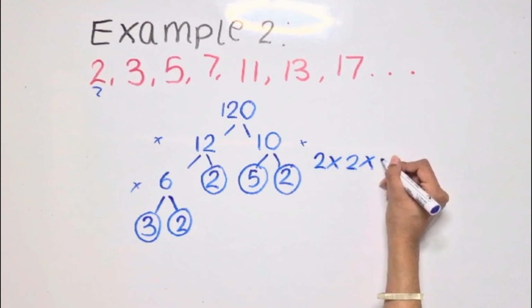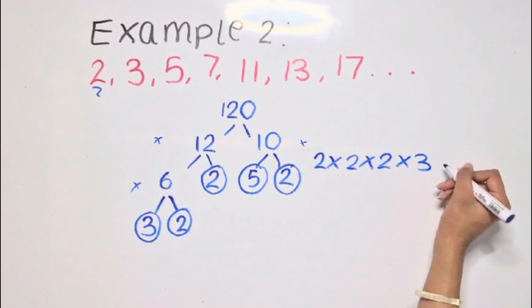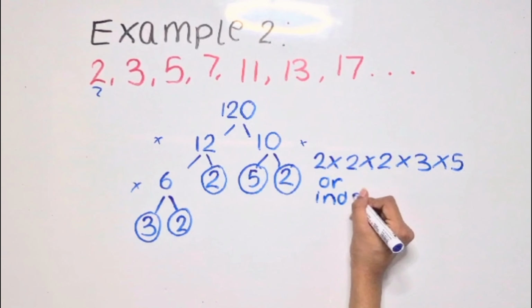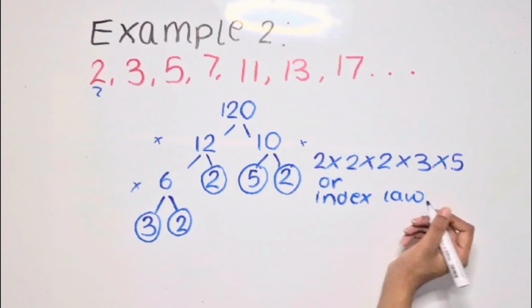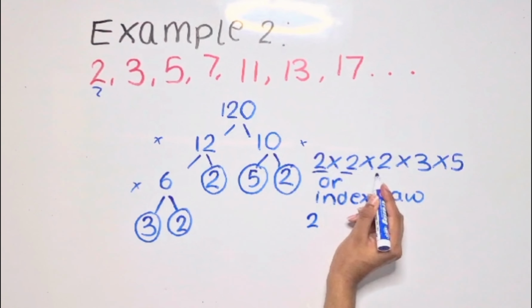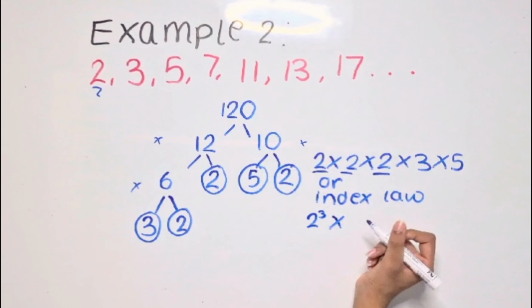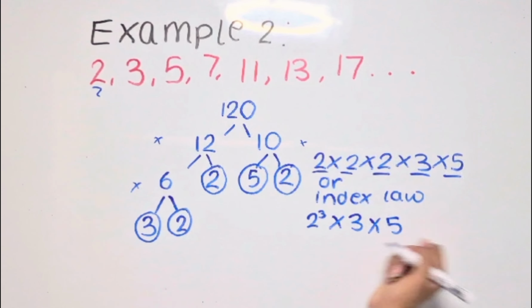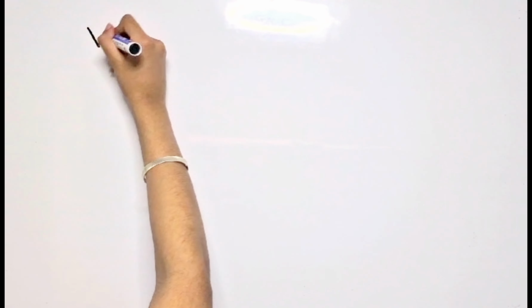Now we're going to do 2 times 2 times 2 times 3 times 5. Or we can obviously pop it into index law, which is simplifying it down further. And it will be 2 times 1, 2, 3, 2 to the power of 3 times 3. And times that by 5, and that is the answer.